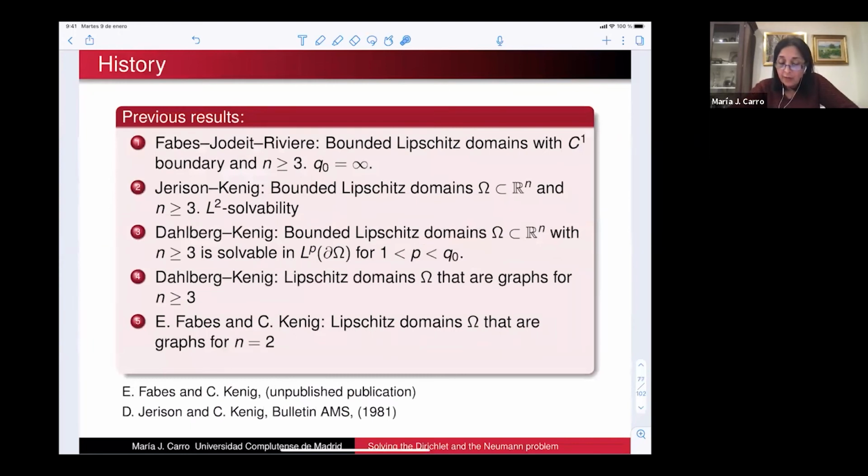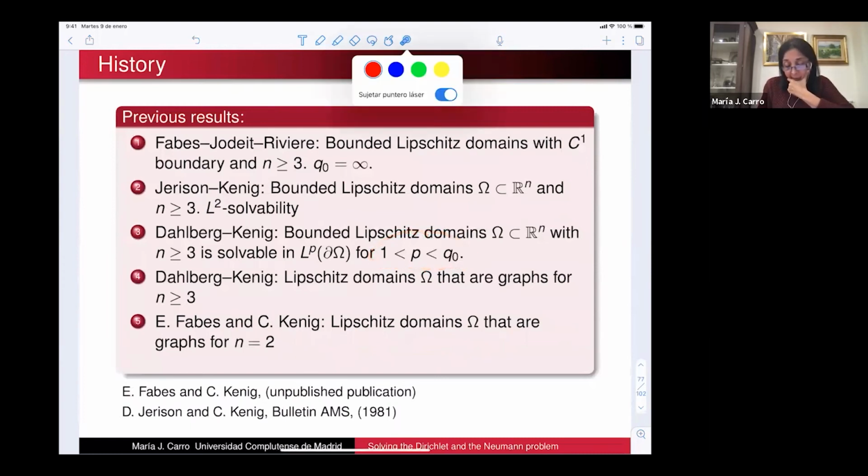First of all, Fabes, Jodeit, and Rivière also studied this problem for bounded Lipschitz domain with C^1 boundary, and then the dimension n bigger or equal than 3, and they proved that q0 was infinity. Then after, Jerison and Kenig studied also the case for bounded Lipschitz domain without regularity, and they proved the solvability in L^2. After that, Dahlberg and Kenig improved the result of Jerison and Kenig. They studied the case of bounded Lipschitz domain and for dimension n bigger or equal than 3, and they solved it for p between 1 and q0 bigger than 2.